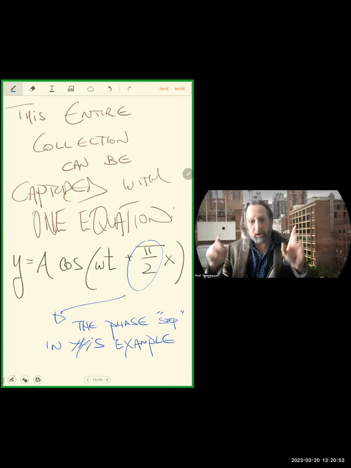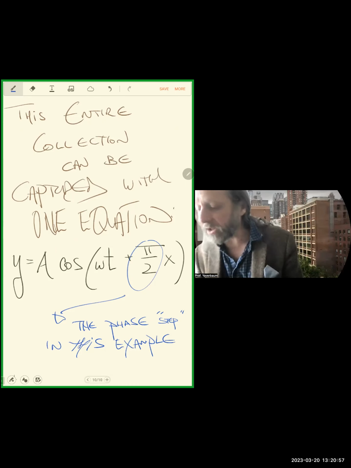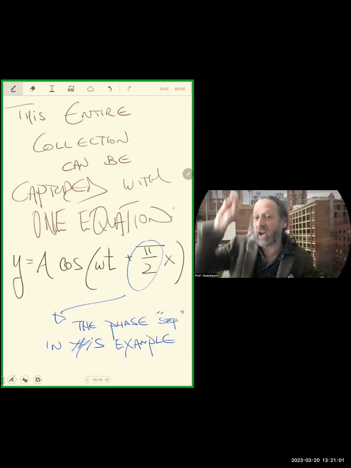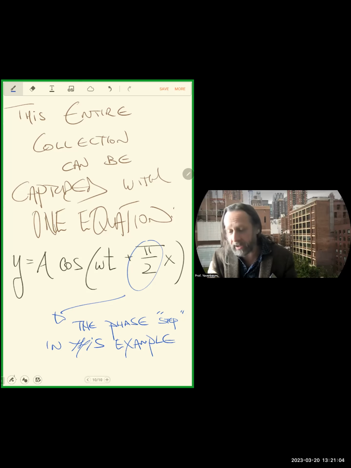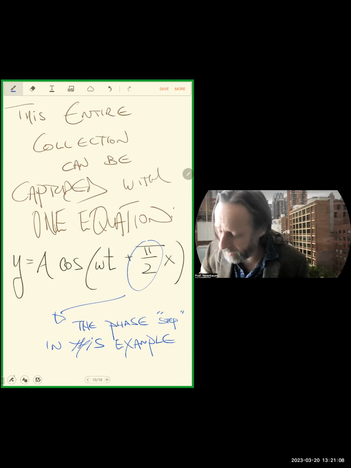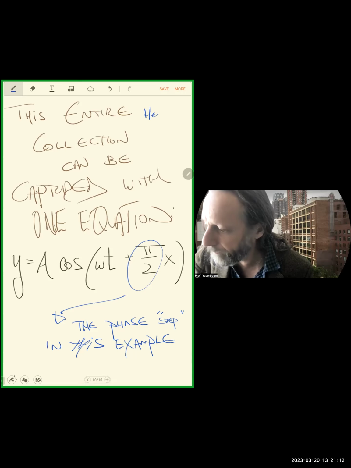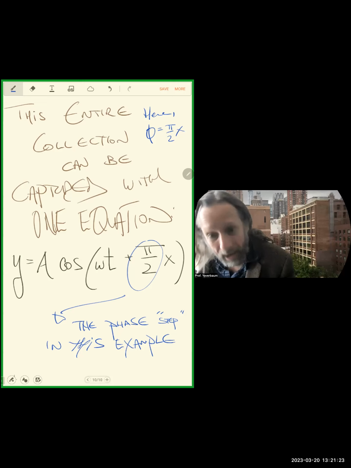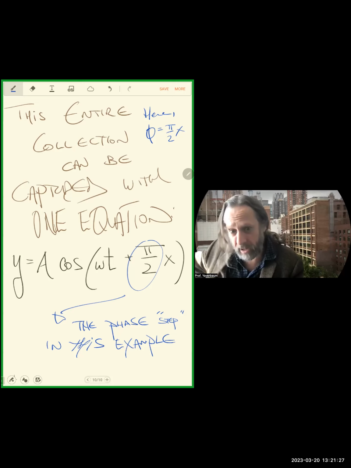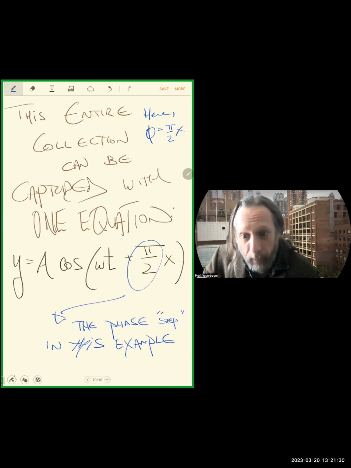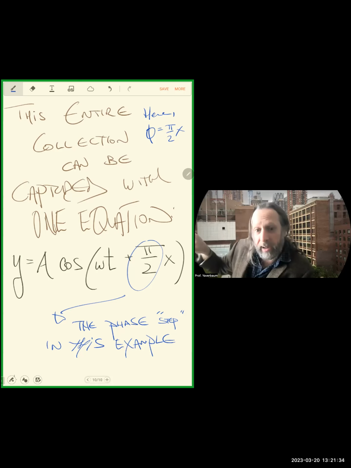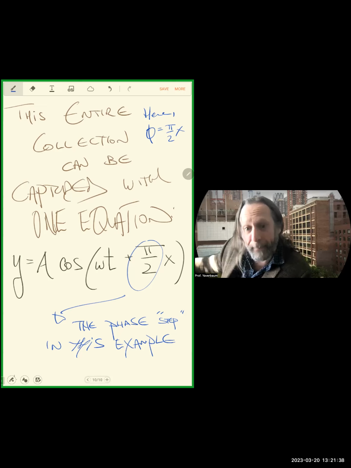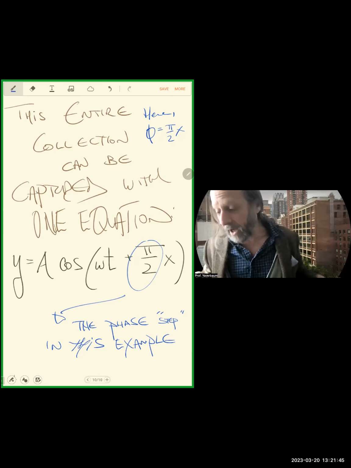So all of those different equations could be summarized in one fell swoop. If I want to know where any given oscillator is on the vertical axis, I do A cosine omega t. But then for any given oscillator, its phase is pi over 2 times x, where x is how far out it is on the x-axis. This is all assuming that they're uniformly distributed on the x-axis, right? So it's like a little formula within the formula. It says, if you want to know where the thing started in its cycle, ask how far out it is and multiply that by pi over 2, and you'll know where it is in the cycle. So we could capture this entire collection of oscillators with this one equation.